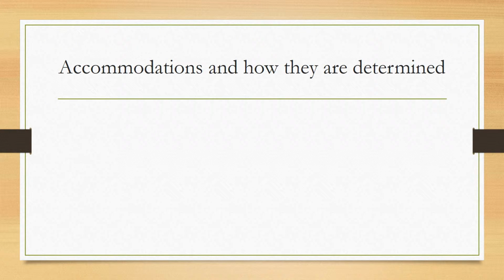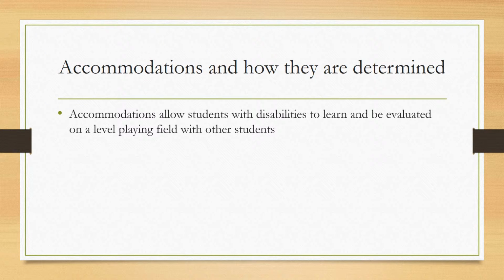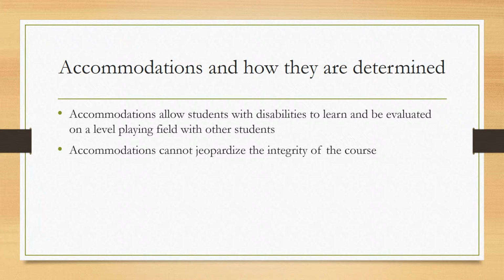Accommodations and how they are determined. The purpose of accommodations is to allow students with disabilities to learn and be evaluated on a level playing field with other students. At the same time, the accommodations cannot jeopardize the integrity of the course of study or modify the requirements of the course in any way.